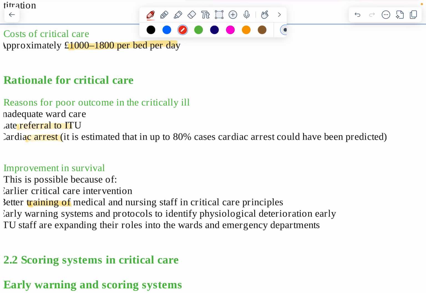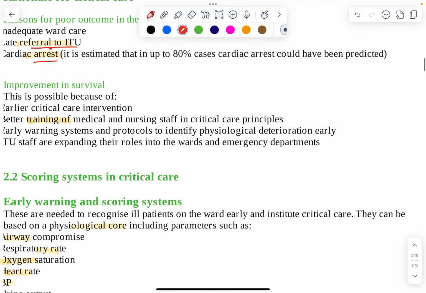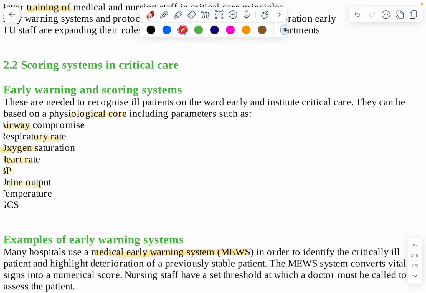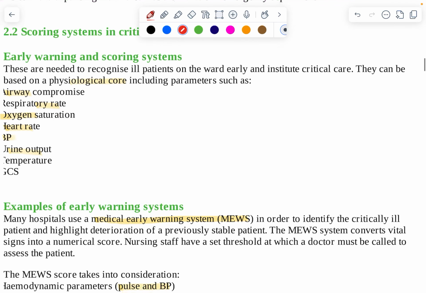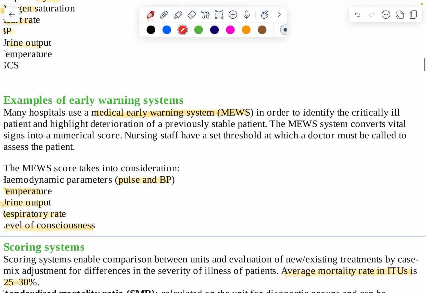Rationale for critical care: reasons for poor outcome in critical care include inadequacy of ward care, late referral to ITU, and cardiac arrest. Improvement in survival is possible because of earlier critical care intervention, better training of medical and nursing staff, and scoring systems, critical early warning and scoring systems. These are needed to recognize ill patients on the ward and institute critical care. Examples of early warning signs: airway compromise, respiratory rate, oxygen saturation, heart rate, output. Many hospitals use medical early warning signs. MEWS. What is MEWS? Medical Early Warning Sign Systems.